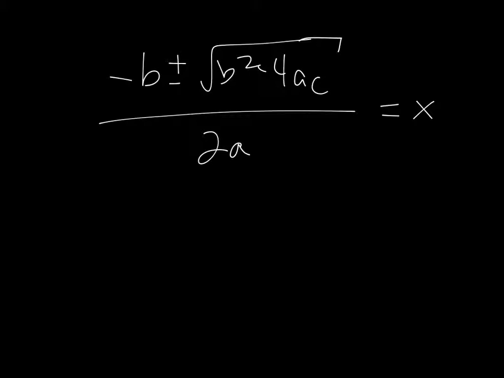Now, 3 cases for the discriminant. The discriminant, remember, is this right here. B squared minus 4ac is the discriminant. And if the discriminant is negative, it means that you have a negative under the radical. Alex, what does it mean if there's a negative under the radical?